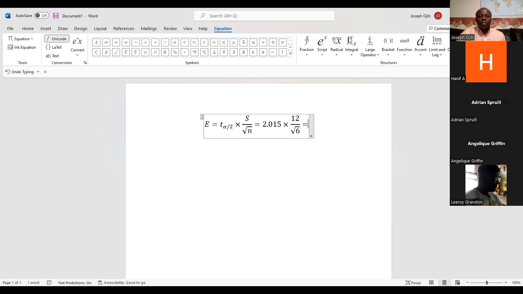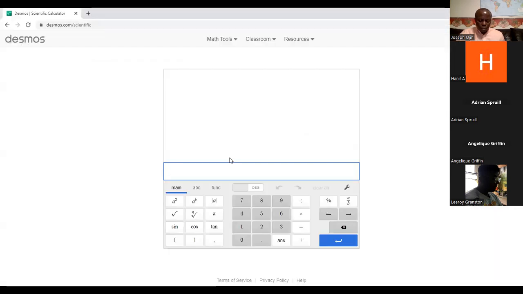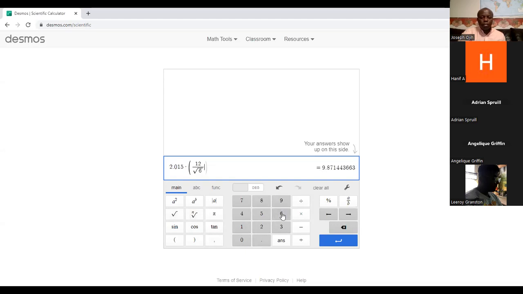So let's put this in the calculator and then transfer our answer to the main workbook. So you have 2.015 times standard deviation of 12 divided by the square root of 6. I have 9.87 approximately. So I'm taking you there, 9.87.